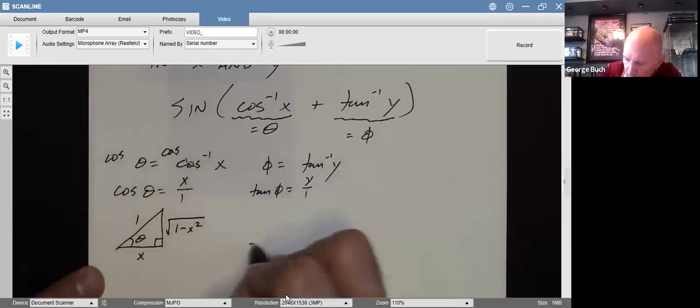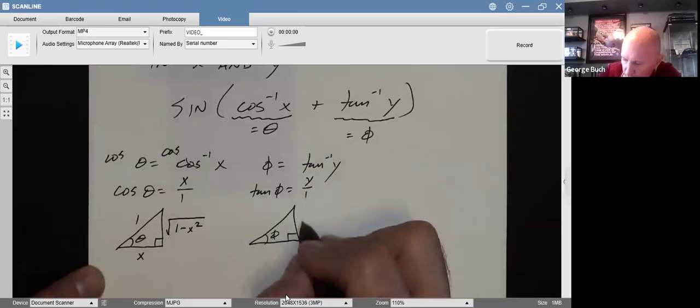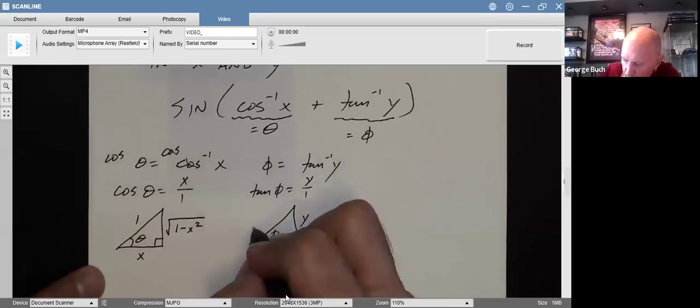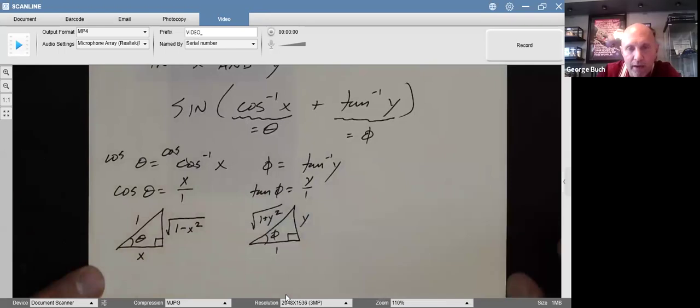Build our triangle. So this is my phi triangle now. Tangent is opposite over adjacent. And so the hypotenuse by Pythagorean theorem is going to be square root of 1 plus y squared. All right, so I built my triangles. I've completed them using Pythagorean theorem. Now what do we do?